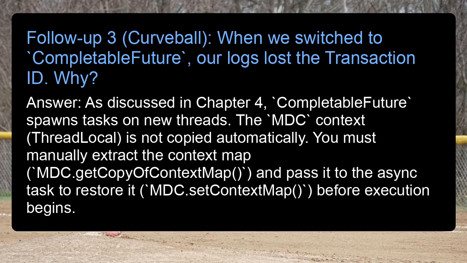Follow-up 3. Curveball. When we switched to CompletableFuture, our logs lost the transaction ID. Why? Answer: as discussed in Chapter 4, CompletableFuture spawns tasks on new threads. The MDC context, a thread local, is not copied automatically. You must manually extract the context map, MDC.getCopyOfContextMap(), and pass it to the async task to restore it, MDC.setContextMap(), before execution begins.